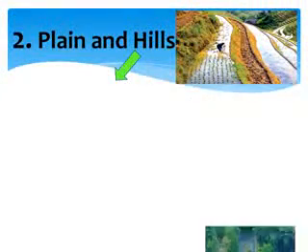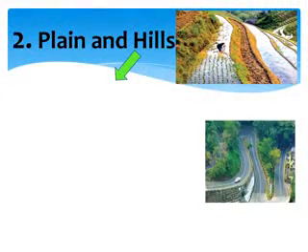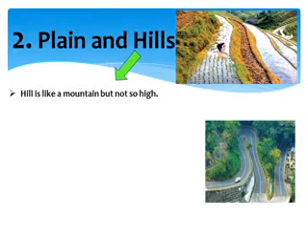So next we are going to see about the hills. You can see this is the hills. A hill is like a mountain but not so high. It is also like a mountain, it will be higher but not as high as the mountain. So there it will be cooler. It is cooler than the plain lands.